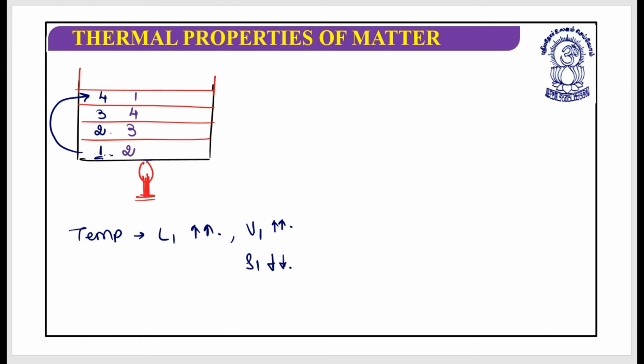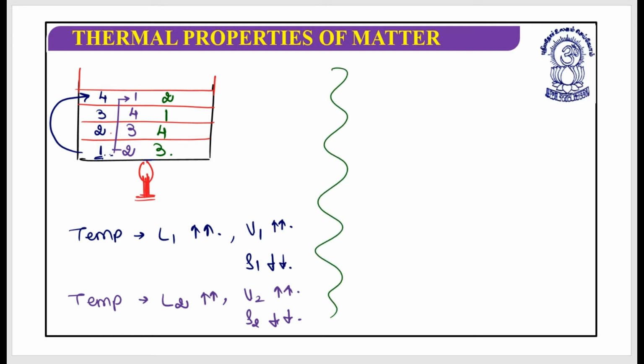Now again the same situation will be there with layer 2. If the temperature of layer 2 increases, its volume increases. If its volume increases, its density decreases. So this layer number 2 is going to shift itself to this position. Now layer number 3 would be at this position, layer number 4 would be at this position, layer number 1 would be at this position, and layer number 2 would be at this position.